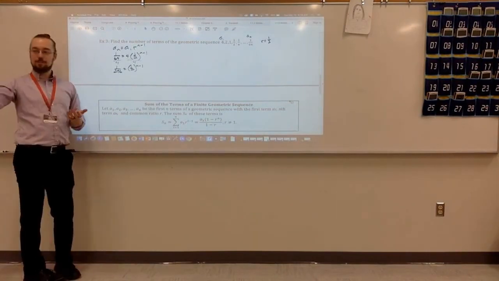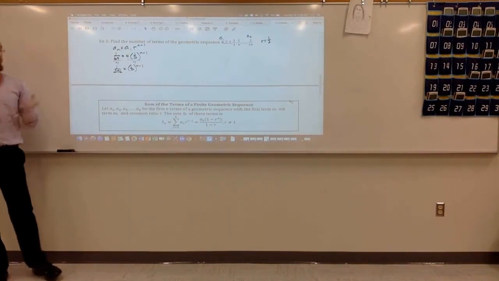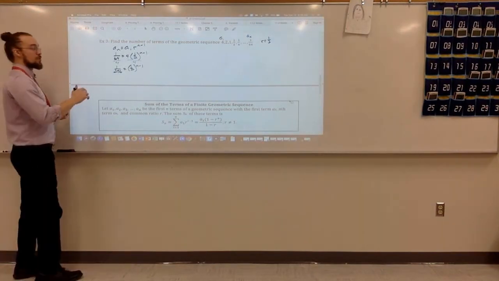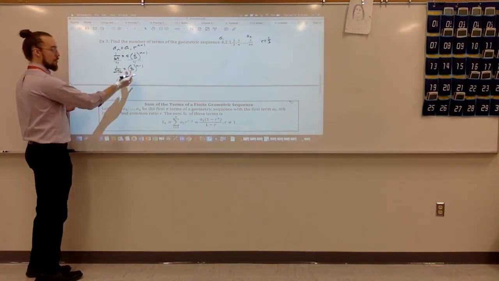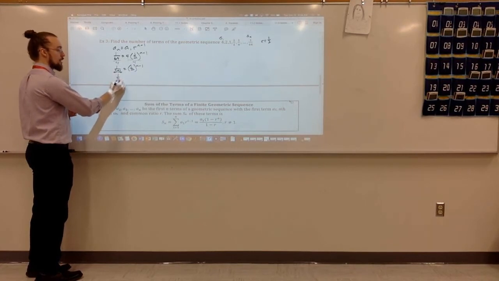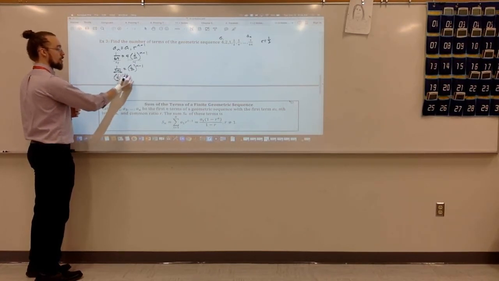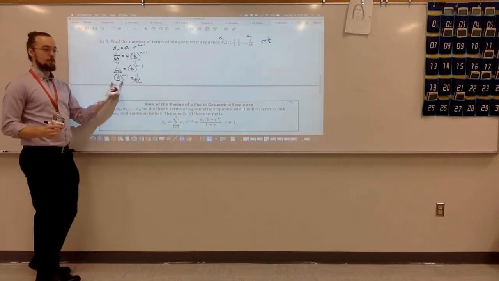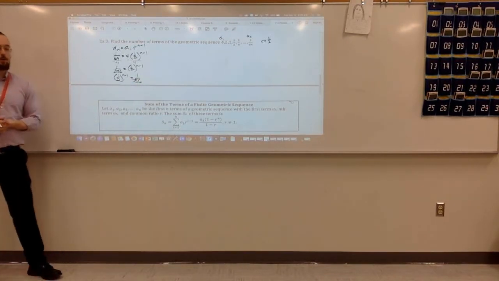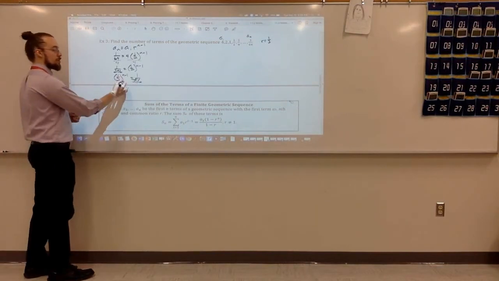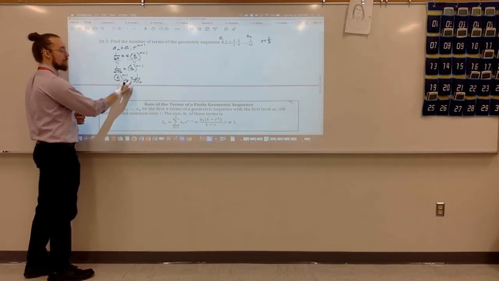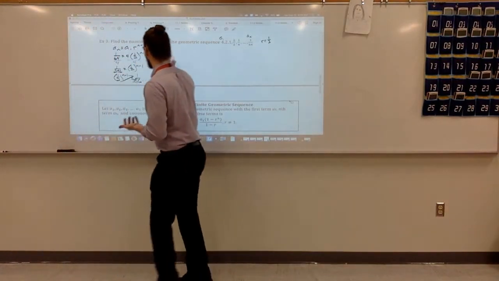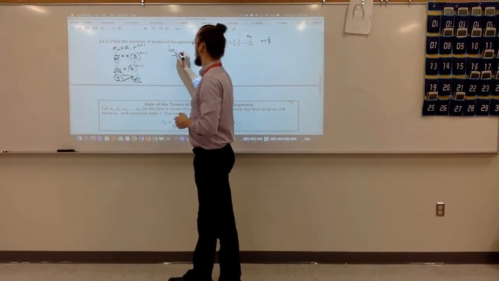So we're going to use our log rule here. We want to rewrite this as a log. Now, to use it, we usually had it written like this, right? We had the exponential on the left and the value on the right. So we're going to say log base 1/2 of 1 over 256 equals n minus 1.